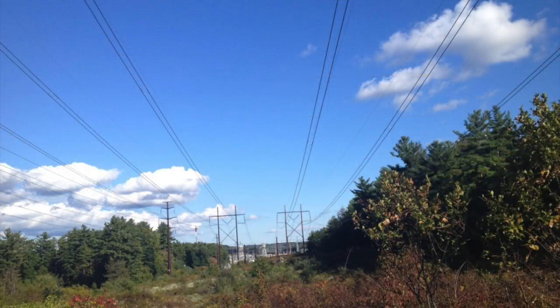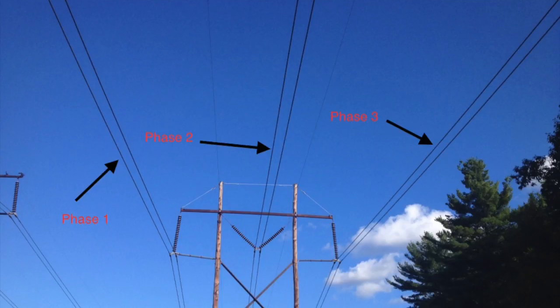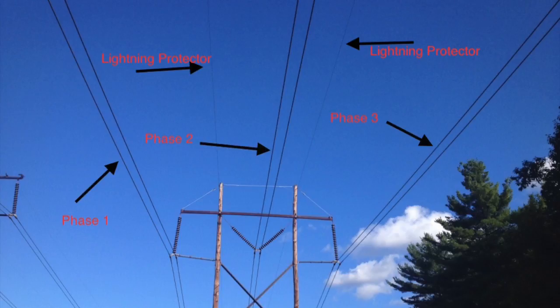That high voltage power gets fed into large transmission lines, which bring the power much closer. Behind me, you can see some of those lines. If you look closely, you can even see 3 different wires, one for each phase. The 2 on the very top aren't actually carrying electricity. They're there to protect the wires from lightning strikes.